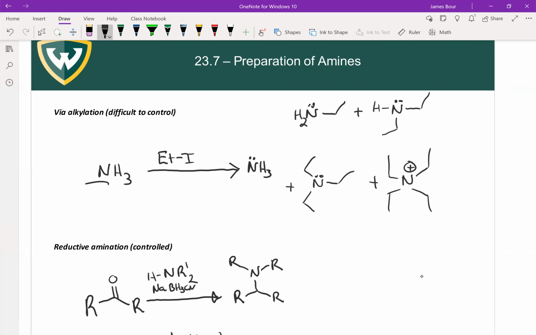The reason for that is that the product amine, ethylamine, which might have been what we were shooting for, is more nucleophilic than the starting material. So ethylamine will undergo further reactivity to make diethylamine or triethylamine or tetraethylammonium. So alkylation, while a possibility, is difficult to control unless we're trying to synthesize ammoniums, this product here, because then we can just add excess ethyl iodide and all the product will eventually funnel to this tetraalkyl ammonium. So this is not a very good strategy.